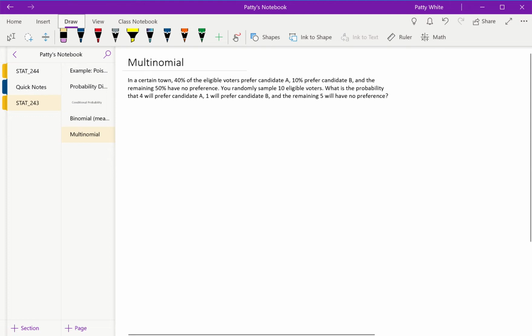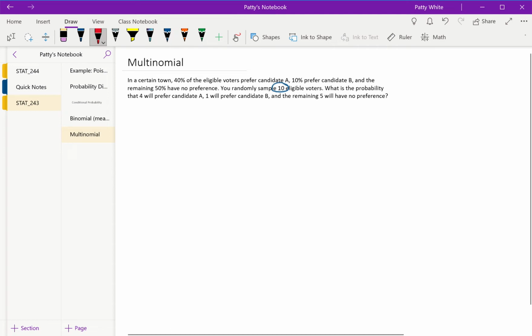It says, in a certain town, 40% of eligible voters prefer candidate A, 10% candidate B, and 50% no preference. You randomly select 10 voters, so our N is going to be 10. What is the probability that you get 4 for candidate A, 1 for B, and 5 for no preference?